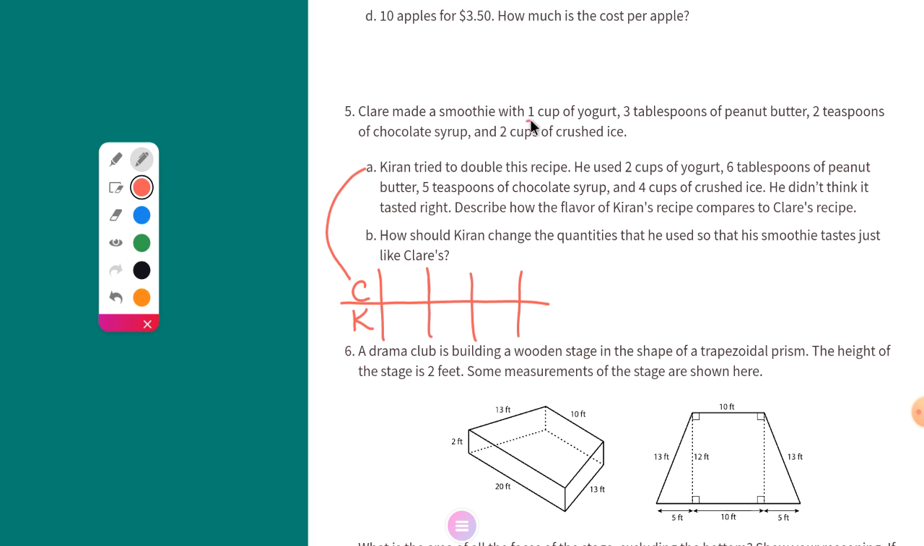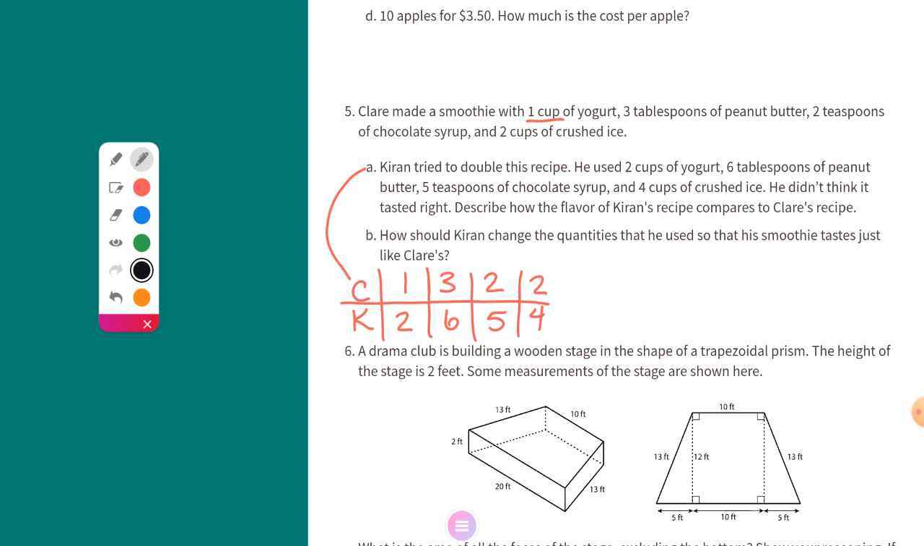So yogurt, she used 1 cup of yogurt. How much yogurt did he use? 2. She used 3 tablespoons of peanut butter. He used 6. She used 2 chocolate. He used 5. She used 2 cups of ice. He used 4. Okay, and he was trying to double the recipe. Also, these ones gave them in the same order, yogurt first, yogurt first. Sometimes they give them in different orders too. Like they'd give Claire's in one order and then mix it up for Kieran's just to try and confuse you. So if you organize it on a table, then you can compare what numbers go together.